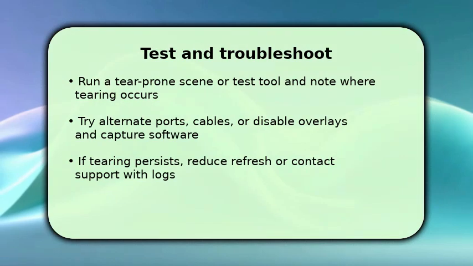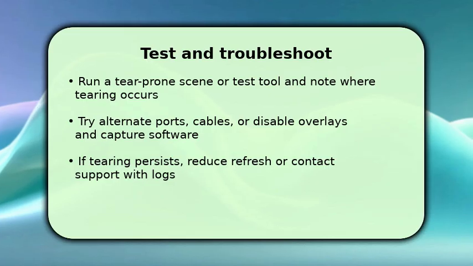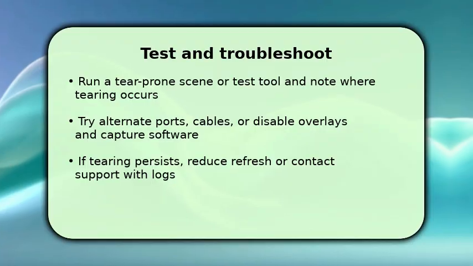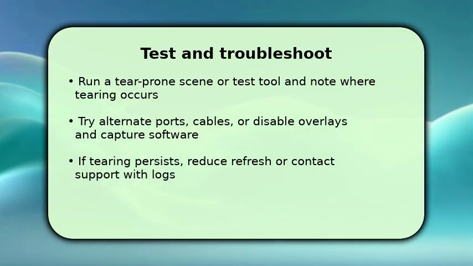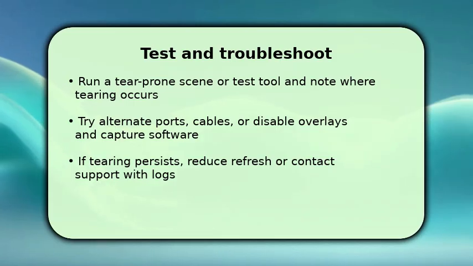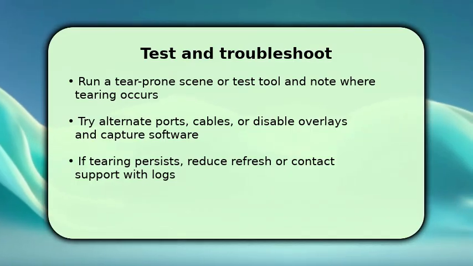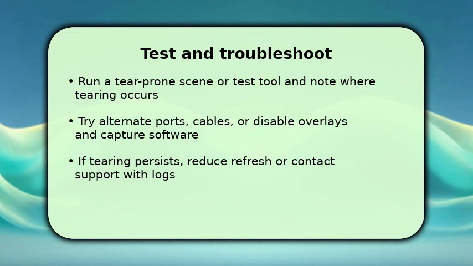Finally, you validate and fix remaining issues by running a tear-prone scene or a test tool and observing results. If tearing persists, swap ports or cables and disable overlays, recording software, and third-party frame cap tools that interfere with timing. Make small adjustments, lower refresh or tweak frame cap, and retest after each change. If nothing helps, capture a short clip in system logs, then contact support. One key tip: try a different display or GPU to isolate hardware versus software causes.